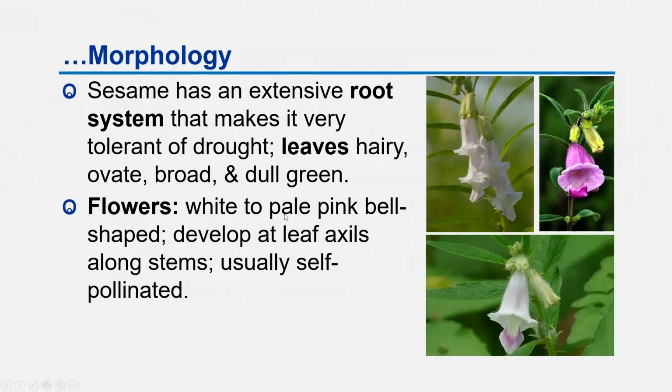So leaves are alternate or maybe opposite also. Sesame has an extensive root system that makes it very tolerant of drought. Leaves hairy, ovate, broad and dull green. Flowers are white to pale pink, bell-shaped, develop at leaf axils along the stems and usually self-pollinated.